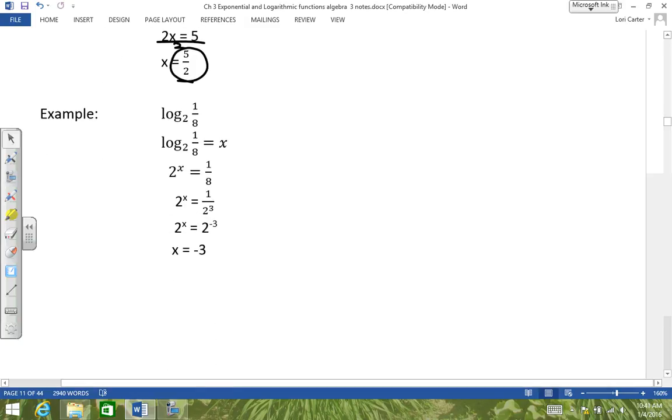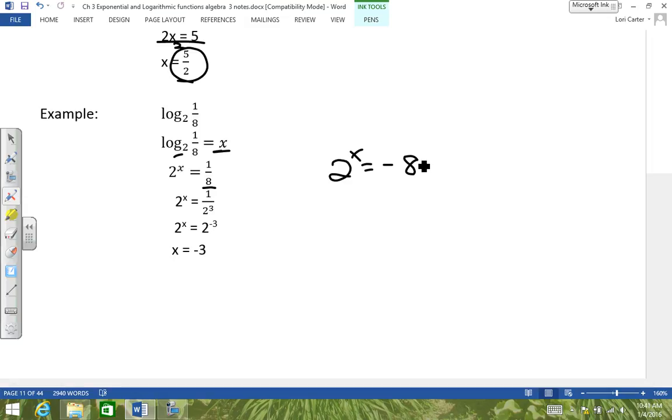Okay, next one. This one seems to throw people, I don't know why. Okay, we have log base 2 of 1/8, right? Set it equal to x, just like before. So now, 2 to the x equals 1/8. Still have to get the same base. Now, this is what I see happening, which is not right. I have a lot of people tell me that's 2 to the -8. Why is that wrong? What are they trying to do?